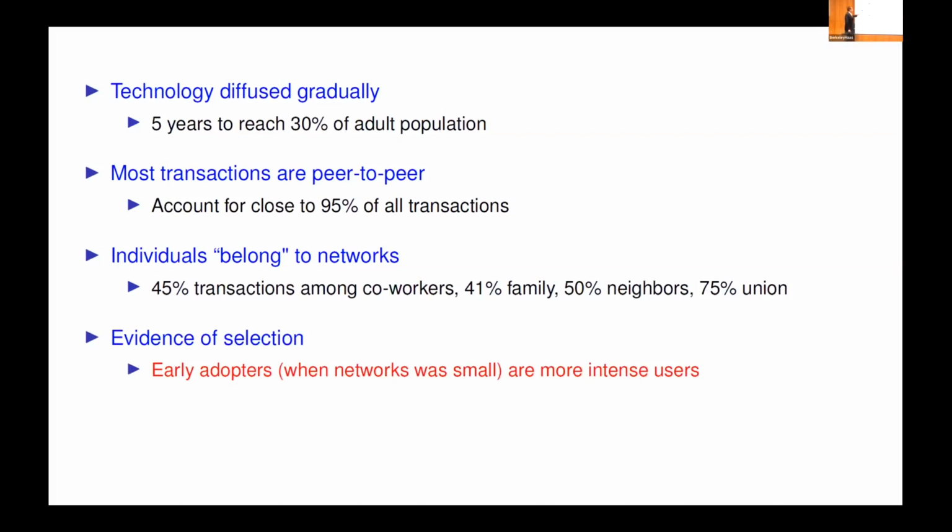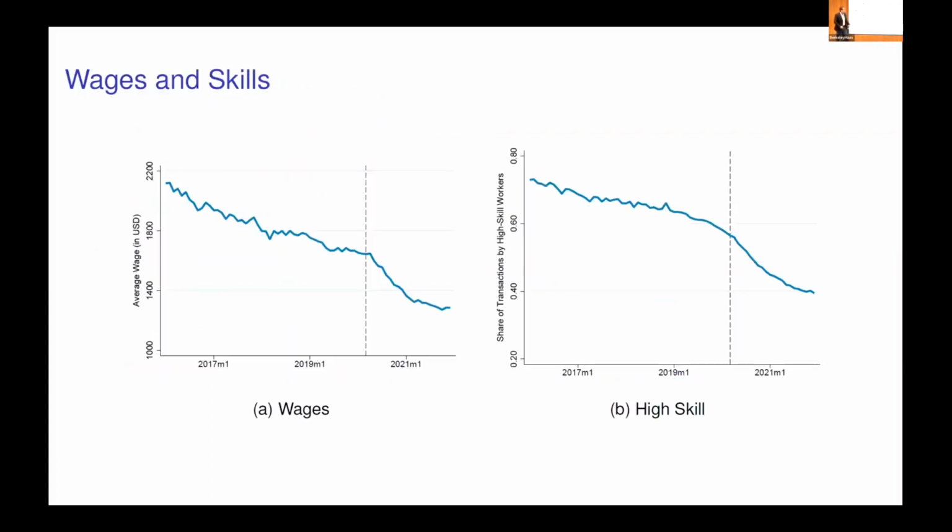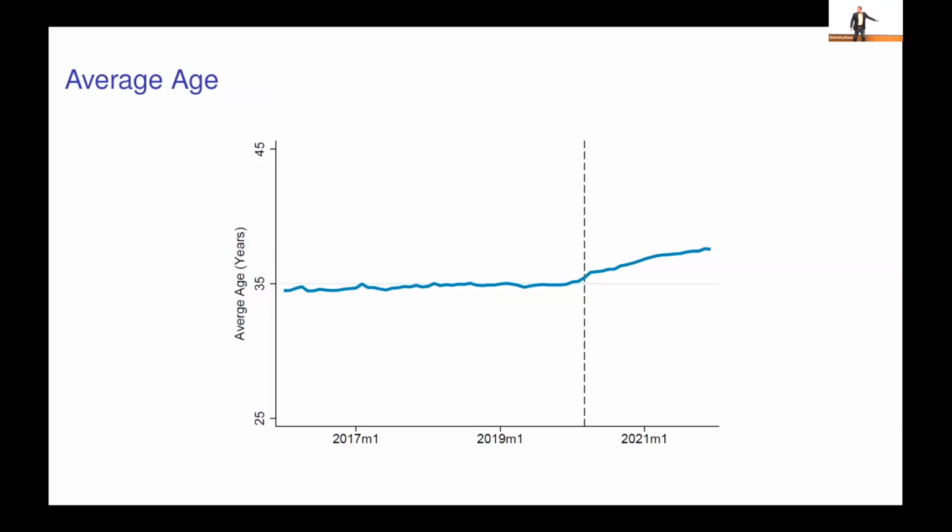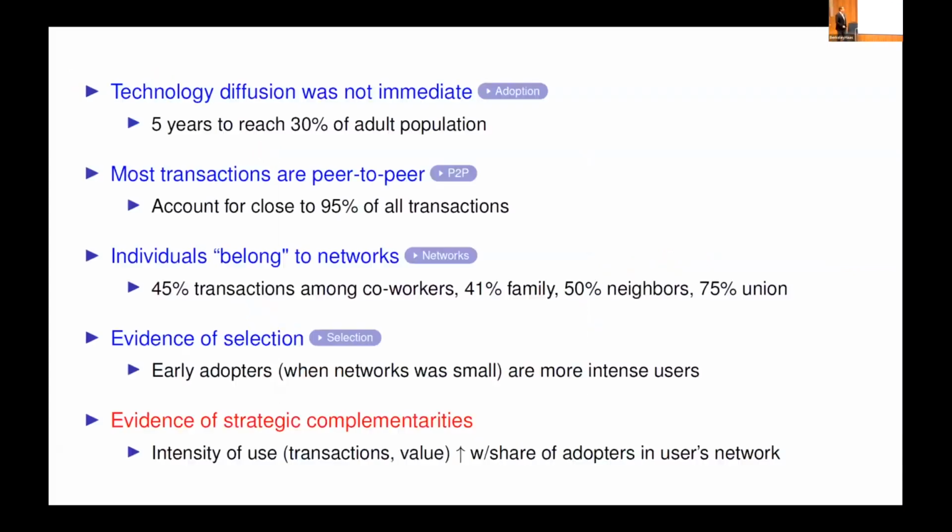Fourth, there is some evidence of selection. So what is selection? People that adopt early, when the network is small, actually end up using the app a ton. That's because they needed the app, they wanted the app, they have high X. So how can you see that really easily? You see the average wages of the users of this app declining over time, the average skills of the people that are using this app also declining over time. The average age of the average user is increasing over time. And when you look at the early adopters, they're also transacting more on average.